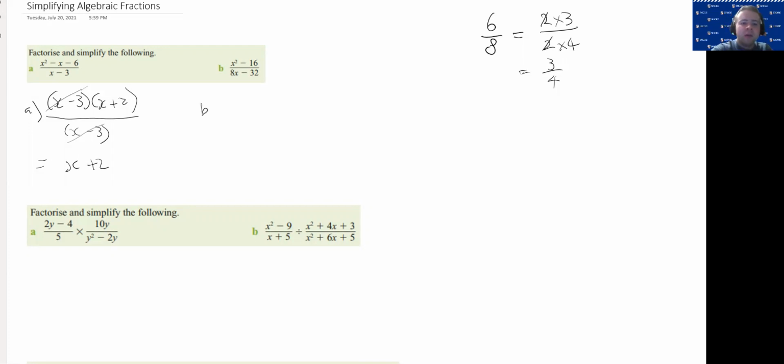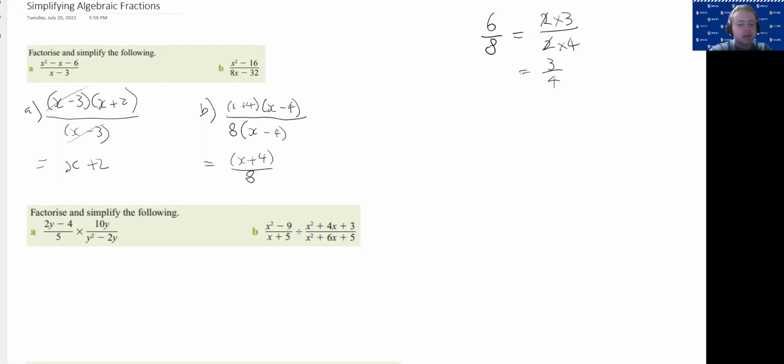All right, for part B, I look at my question and I've got to think, what technique am I going to use? The top one, I've got 2 terms. There's no common factor. It's going to be a difference of 2 squares. So I've got x +4 and x -4. And then on the bottom, I do have a common factor. I can take out an 8, and I'm left with x -4. And then you can see I've got a common factor between top and bottom, which I can cancel. So I'm going to be left with x +4 over 8.